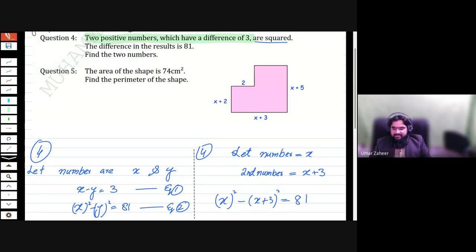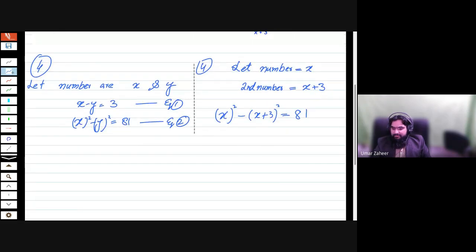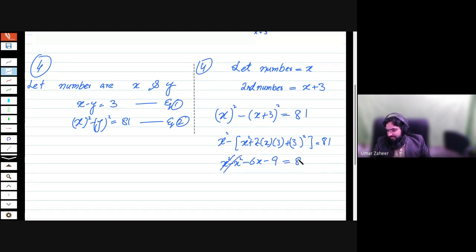For the first we take x, for the second I take x plus 3, the whole square. So we are just going to simplify them. It will be x square minus, as it is, the expansion x square plus 6x, that is 2ab plus b square, bracket close, is equal to 81. Now we have x square minus x square. 2 times 3 is 6x, minus 9. I have to multiply the minus sign inside the bracket as well and simplify it. x square minus x square will be cancelled out. It will be 81.